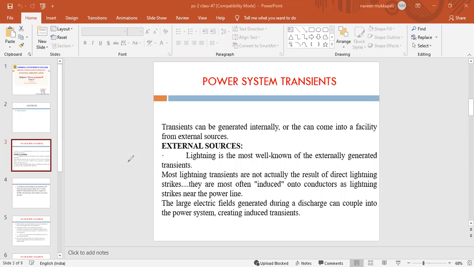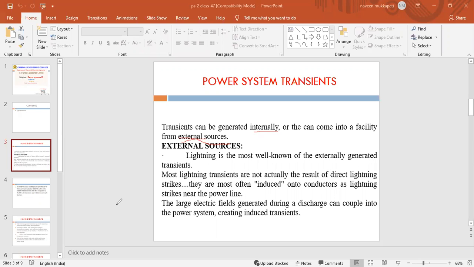Basically, transient states are divided into two types, because transients can be generated internally or externally. The first one is the internal transient, and the second one is the external transient. These transients are obtained due to the internal and the external causes.